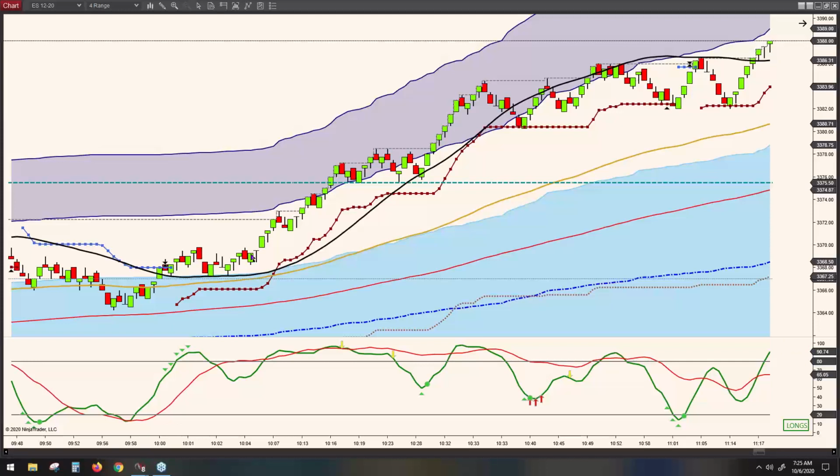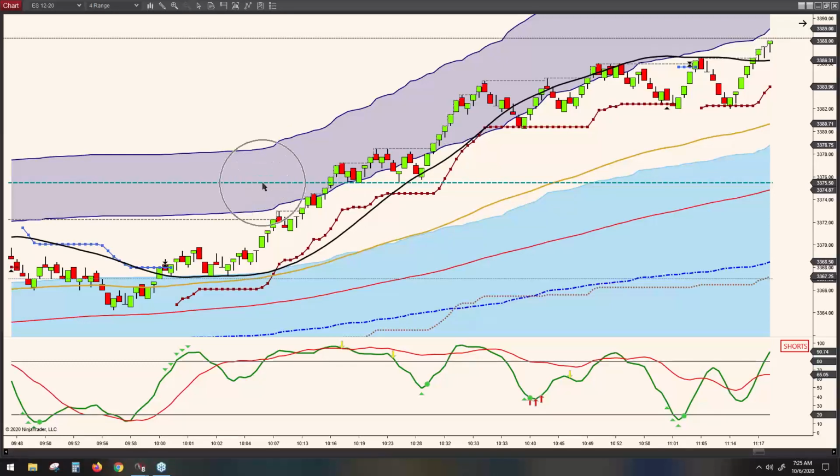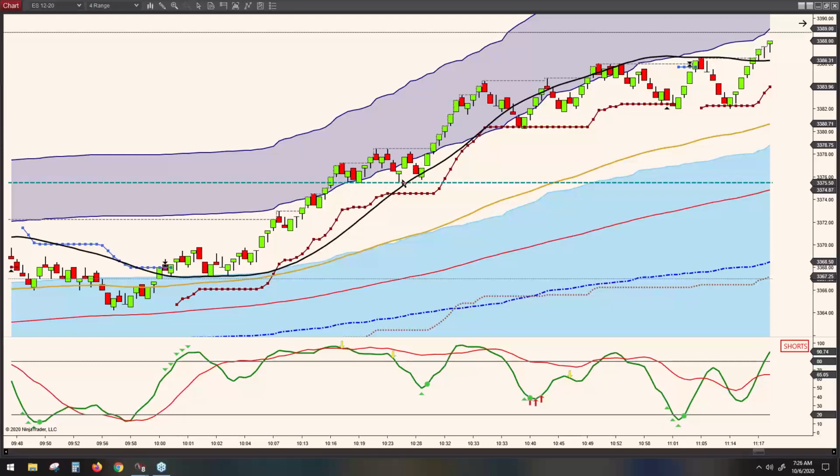So this is a 4 range on ES. If it's really fast, use a 5 range or a 6 range. But you can see price moving higher here. This green line that you see right here is the previous day's high. So this would be Friday's high. You can see that once it gets through Friday's high, it holds as support, and you can see it consolidating here for a little bit.